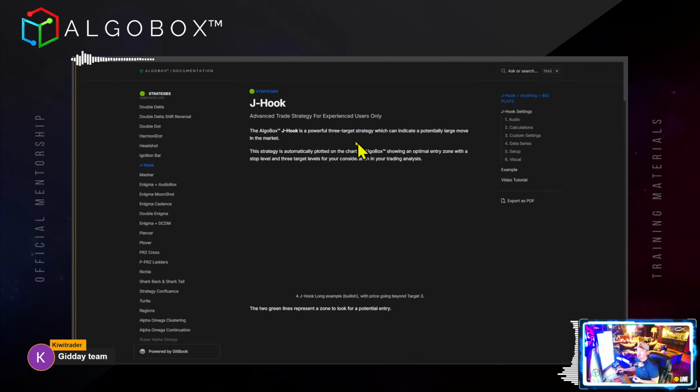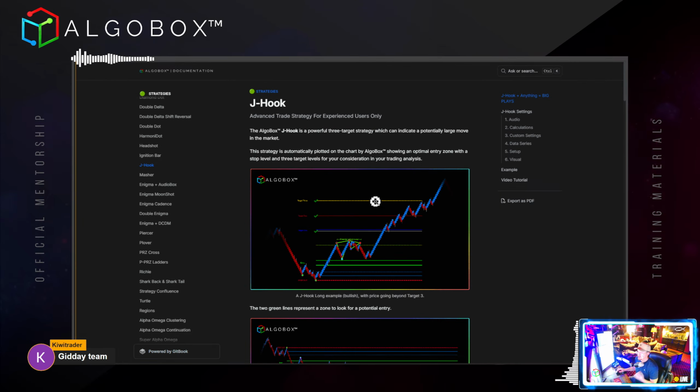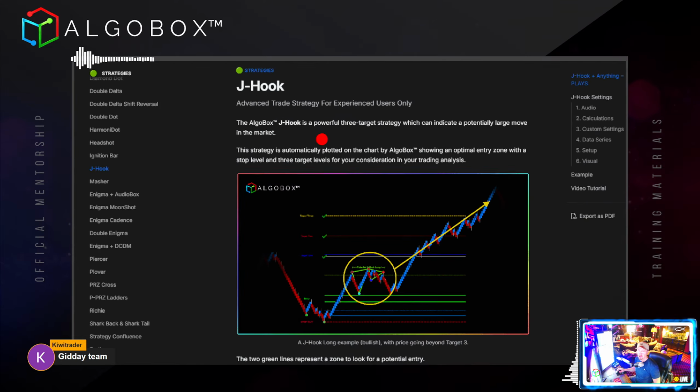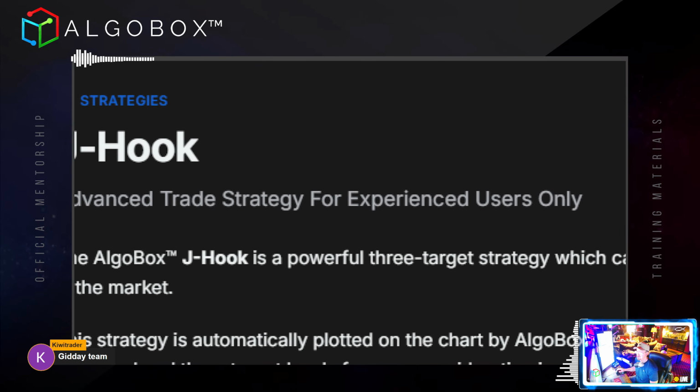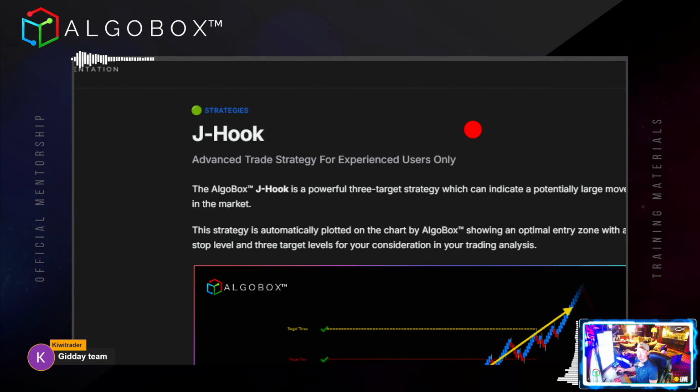Here we go. J-hook. Let's talk about the J-hook strategy. This is a structural strategy, a pattern strategy. It is a J-hook layout, and it looks just like it sounds. The J-hook is an advanced trade strategy for experienced users only. I would not recommend this for the new folks, okay? There's a higher risk on this play for where the stop would want to be.